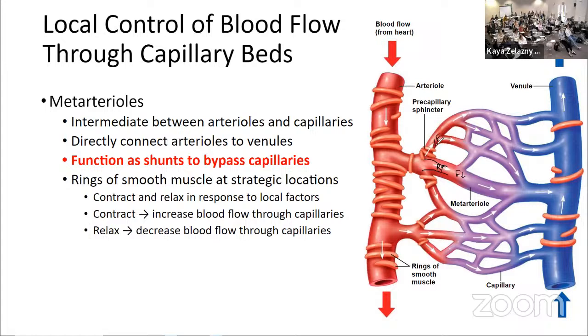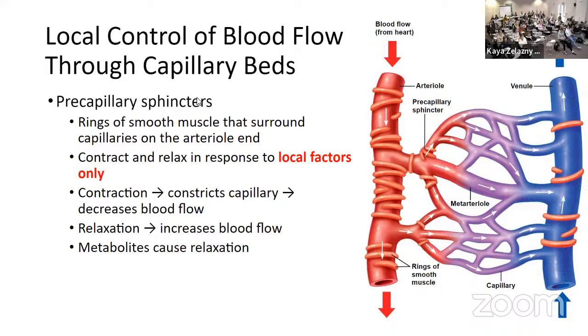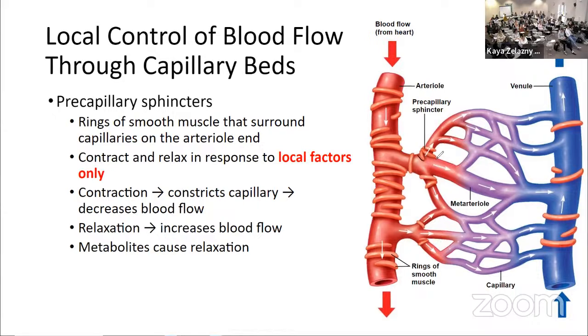So that's what we were talking about on this slide, which is different than what we're talking about on this side with the precapillary sphincters. We're still doing intrinsic control here, just local factors. But what we're doing is cutting off this capillary or not. If we constrict that entrance to the capillary, this is going to decrease the blood flow, because we're kind of sealing it off. If it relaxes and opens, it can increase the blood flow here. So when we say metabolites are causing this relaxation, think carbon dioxide and stuff like that. Just local factors.